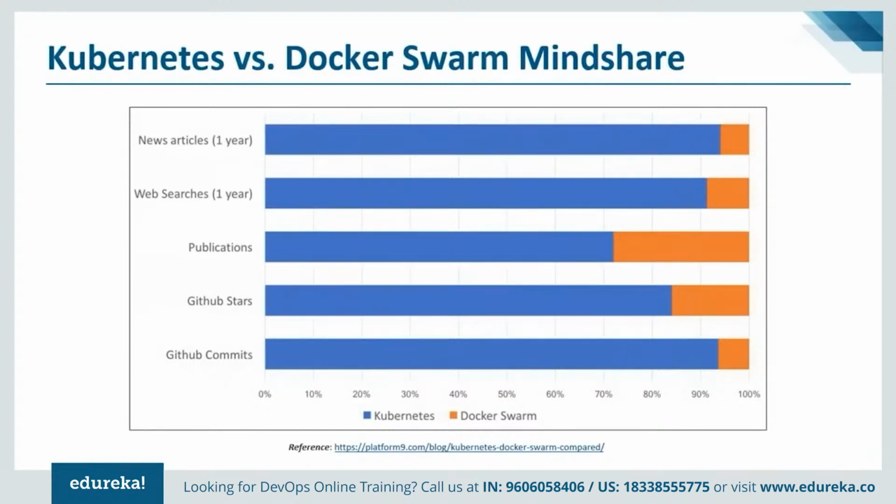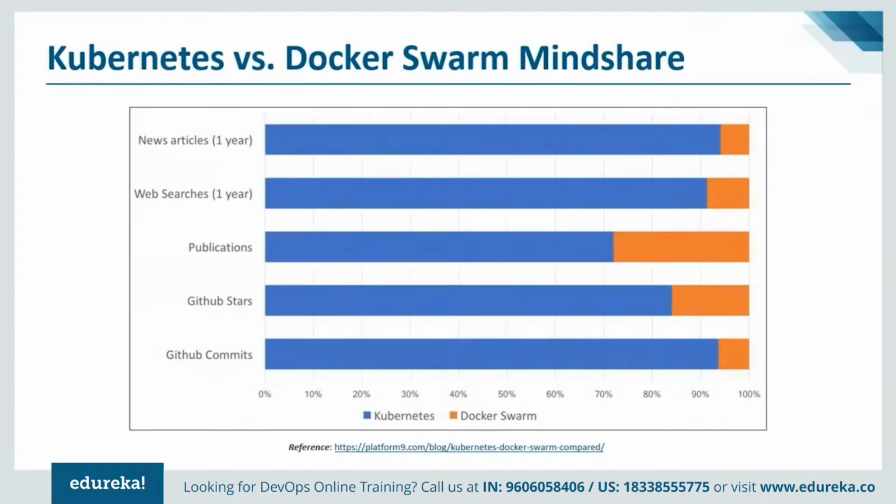For web searches, Kubernetes is 90% compared to Docker Swarm's 10%. And publications, GitHub stars, the number of commits on GitHub, all these things are clearly won by Kubernetes everywhere. So Kubernetes is the one that's dominating this market, and that's pretty visible from this stat also, right? So I think that pretty much brings an end to this particular topic.